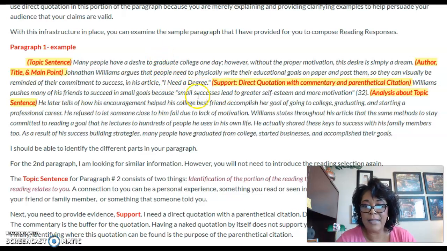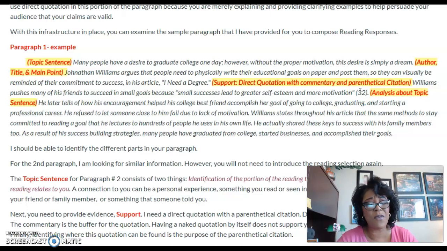The next sentence, support. It's a direct quotation, and it's just a small direct quotation. It also has the author's name in the sentence, so we only need the page number at the end of the sentence.